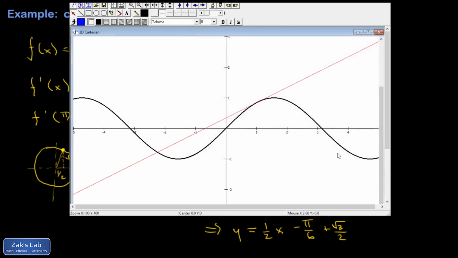and plot it. And there we have what looks convincingly like a tangent line. And it's touching the graph somewhere near pi over 3. So pi is a little bigger than 3. Pi over 3 is a little bigger than 1. So this looks really good.